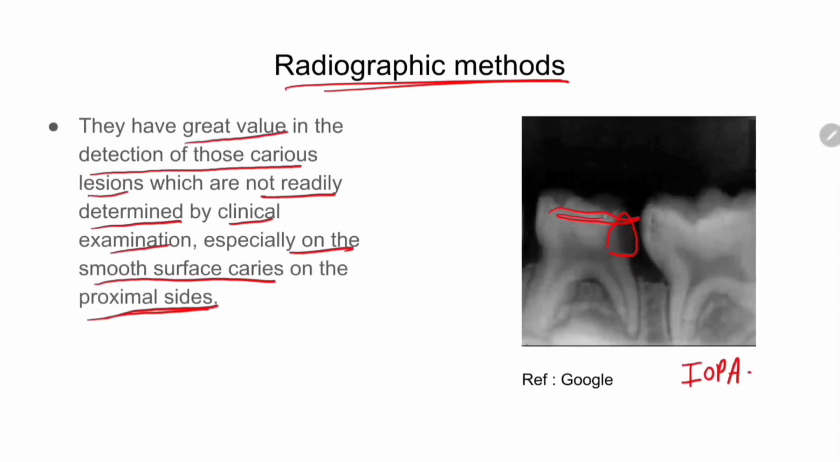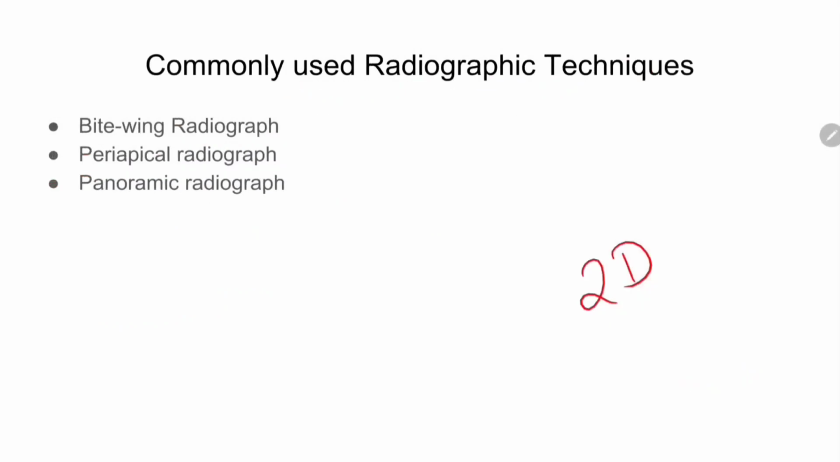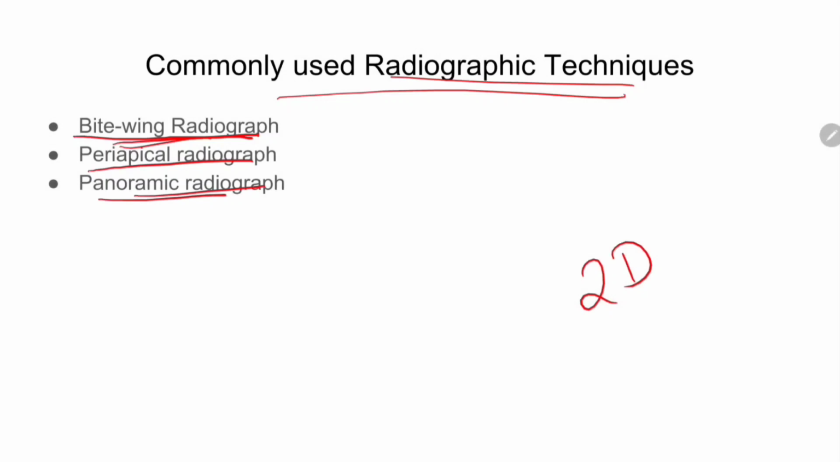although intraoral radiographs are generally used to determine the caries extent occlusally from the enamel to dentin towards the pulp. They play a very important role in caries detection. So majorly intraoral radiographs are used for detection of occlusal caries. For the proximal caries, we are using bite-wing radiographs mostly. Commonly used radiographic techniques include bite-wing radiograph, periapical radiograph and panoramic radiograph.